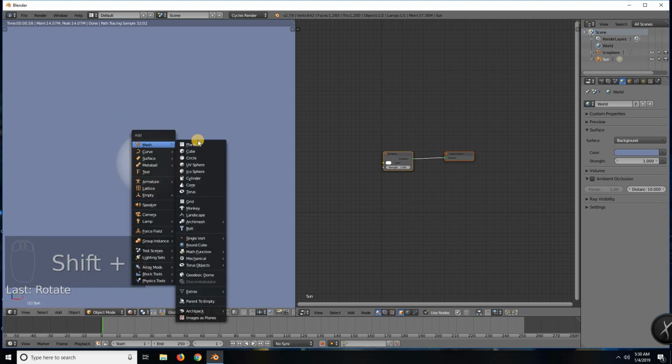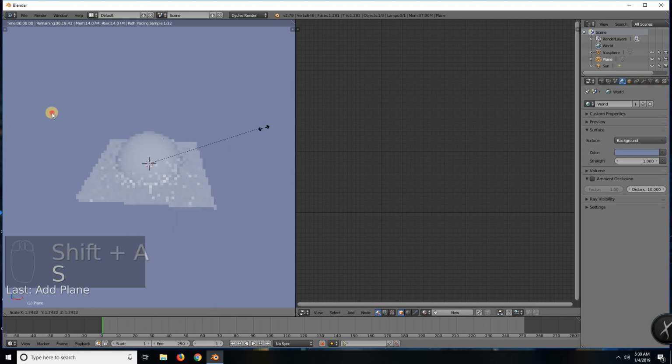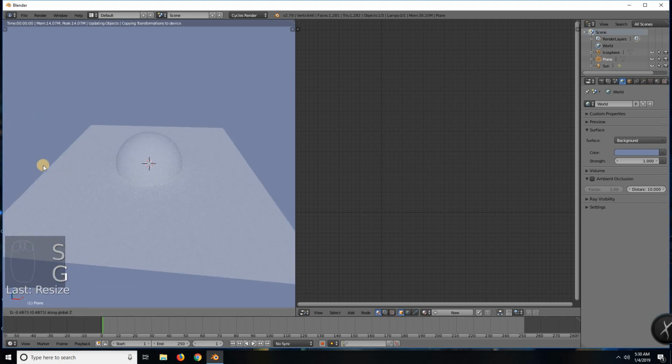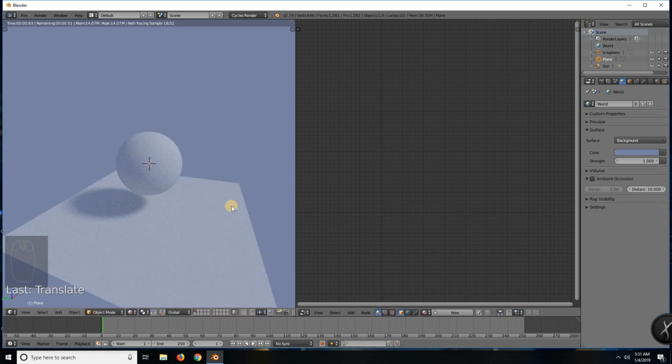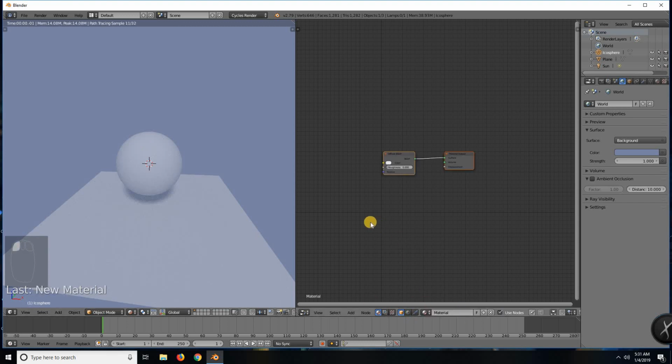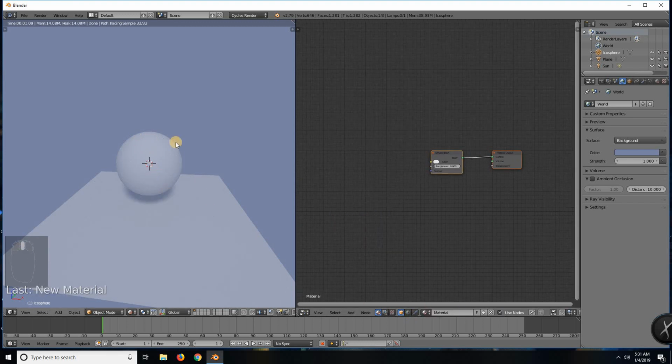I guess I can add a plane for reference so that we know where up and down and stuff like that is. So there's a plane for reference. We even got a nice shadow on it. Anyway, so this sphere, the first thing I was going to help the gentleman with was blood vessels.